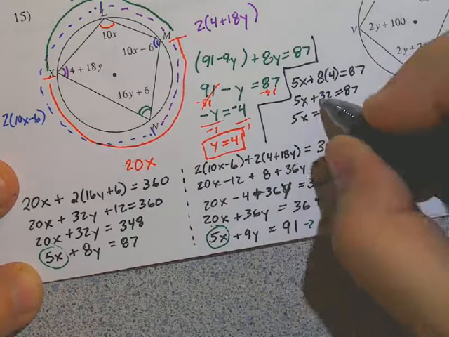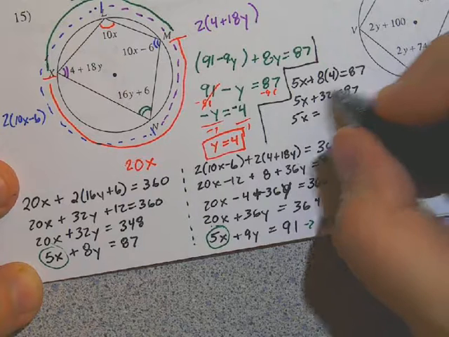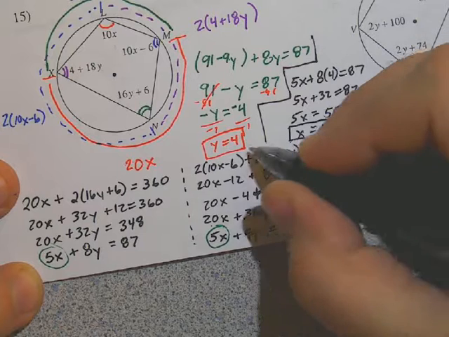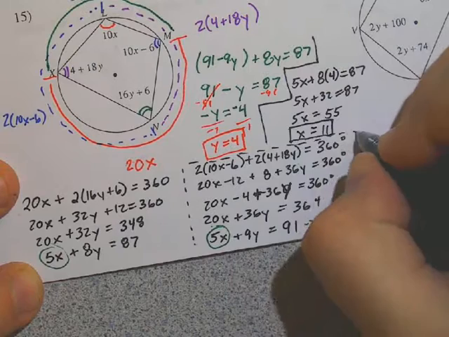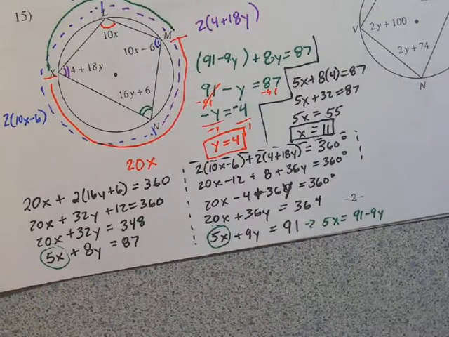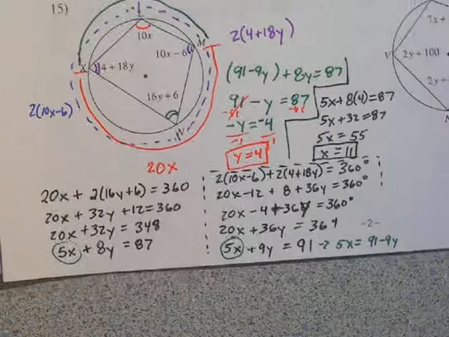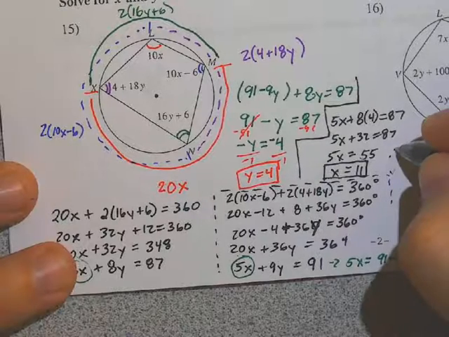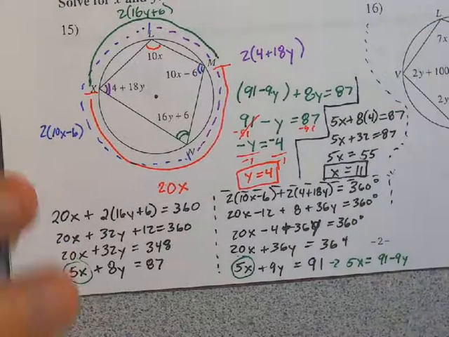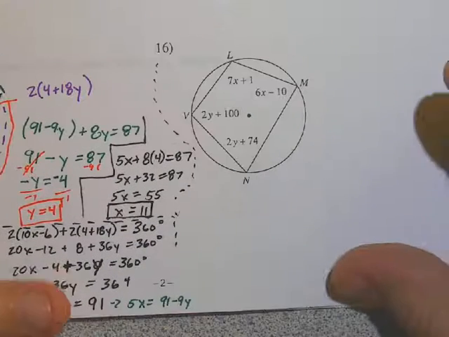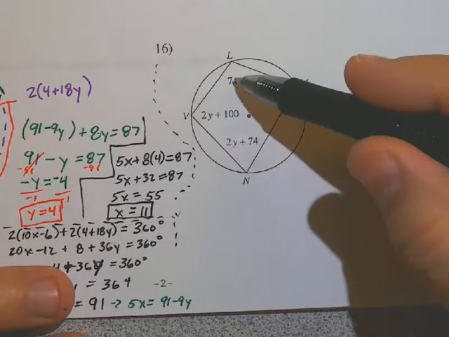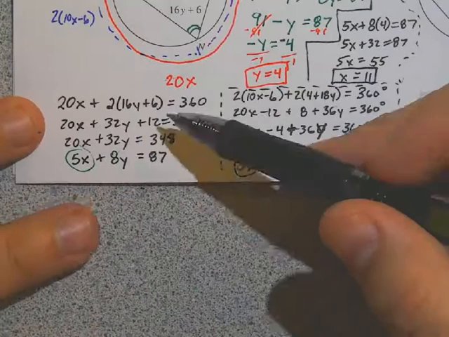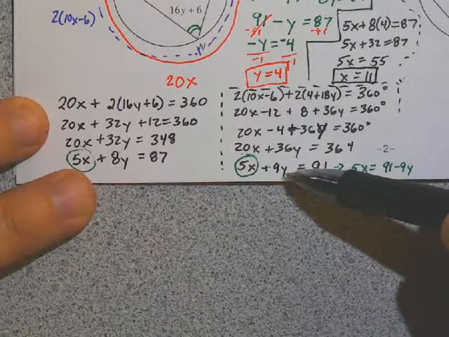So I'm going to use 5x plus 8 times 4 equals 87. And so 5x plus 32 equals 87. So 5x equals, when I subtract 32 from both sides, 55. x equals 11. All right. Remember what I said about not putting x's and y's together, the same problem, unless, like today, it was our only option. Great.